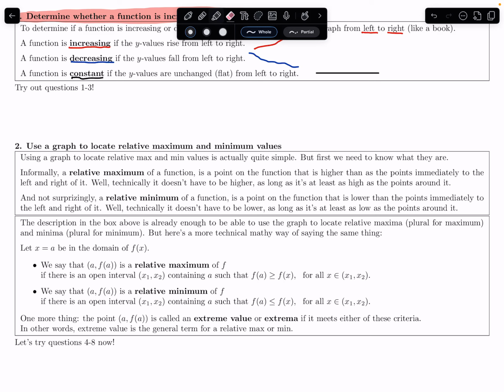Okay, guys, this is the second video. We're talking about topic number 2, which is how to use a graph to locate relative maximum and minimum values. First, let's define what we mean by maximum and minimum values.